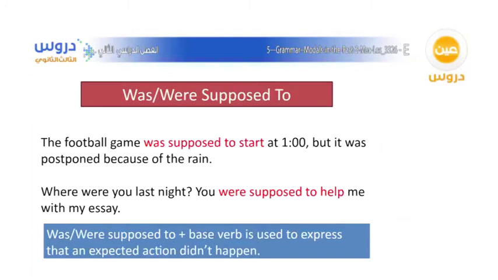Was or were supposed to. Hiba, do you know when we use was and when we use were? So you have to use either was or were supposed to. Look at the first example. The football game was supposed to start. Why didn't we put were? The football game were supposed to start. Was is for the past. Even were is for the past. Was and were both are for the past.